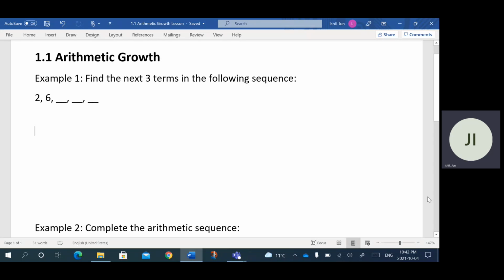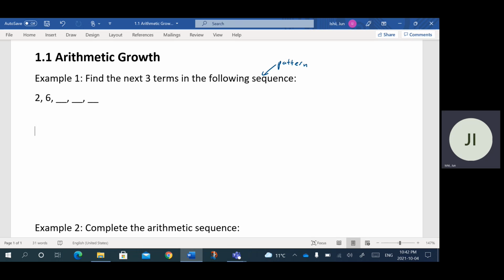All right, so the next lesson in this unit is on something called arithmetic growth. Let's just take a look at the first example. We want to find the next three terms in the following sequence. A sequence basically has a pattern to these numbers, and we just want to complete the pattern or the sequence.